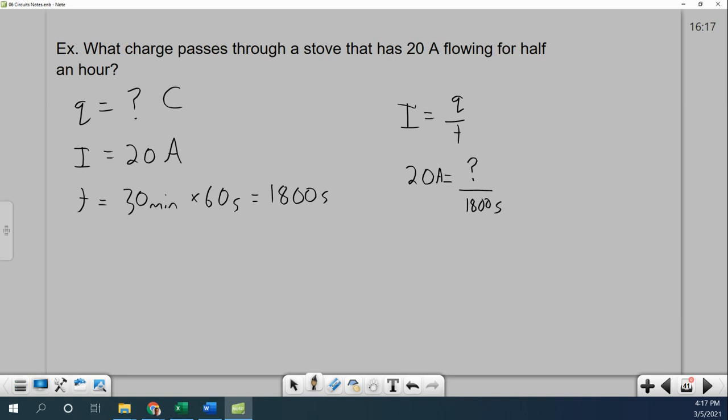How do I get a number out of the denominator of a fraction? I want to get this question mark on its own. That's the goal. That's how you solve algebra. That's how you solve these math problems. So how do I get a number out of the denominator of a fraction?